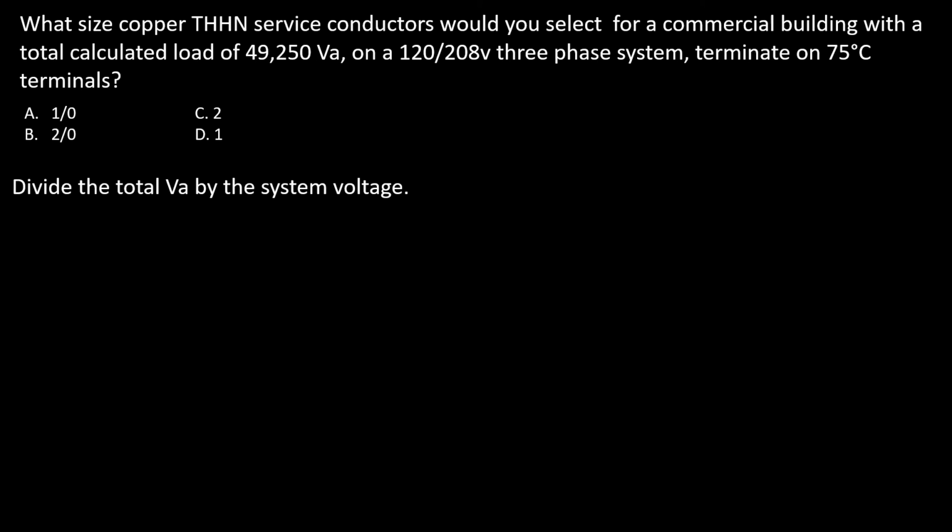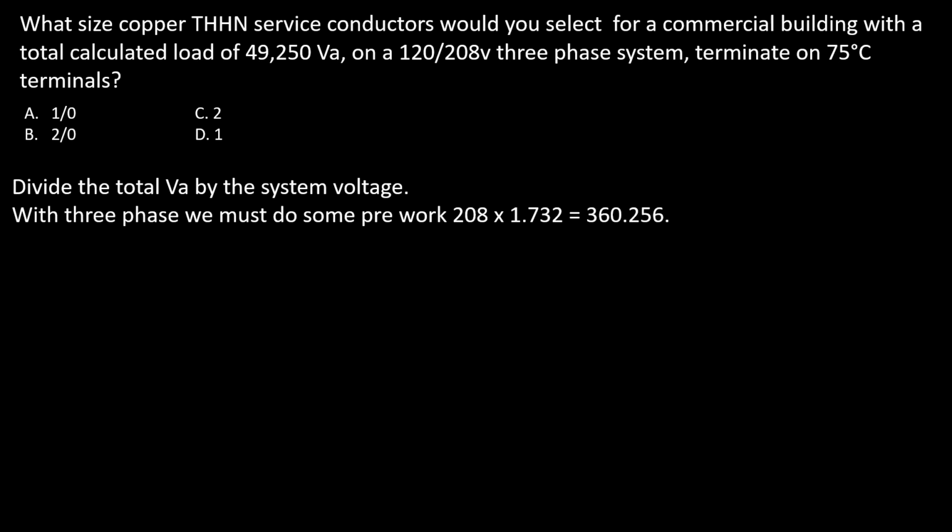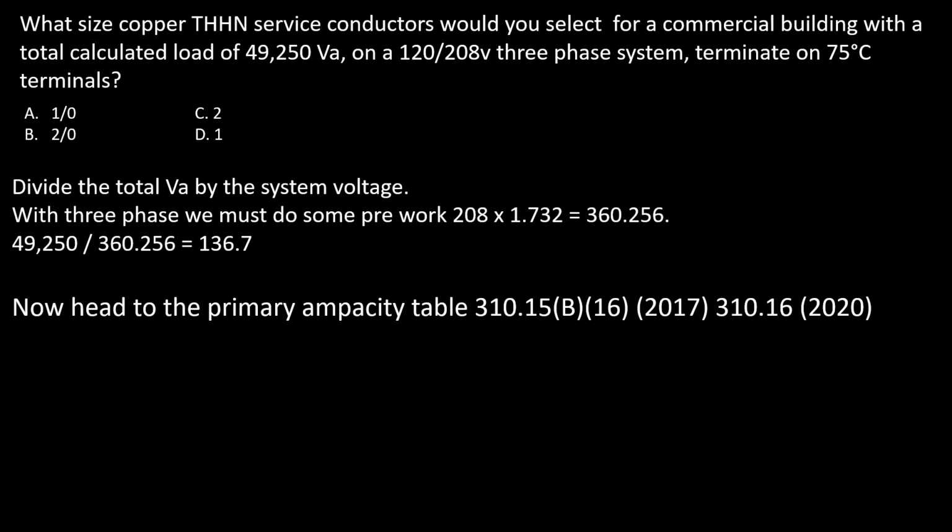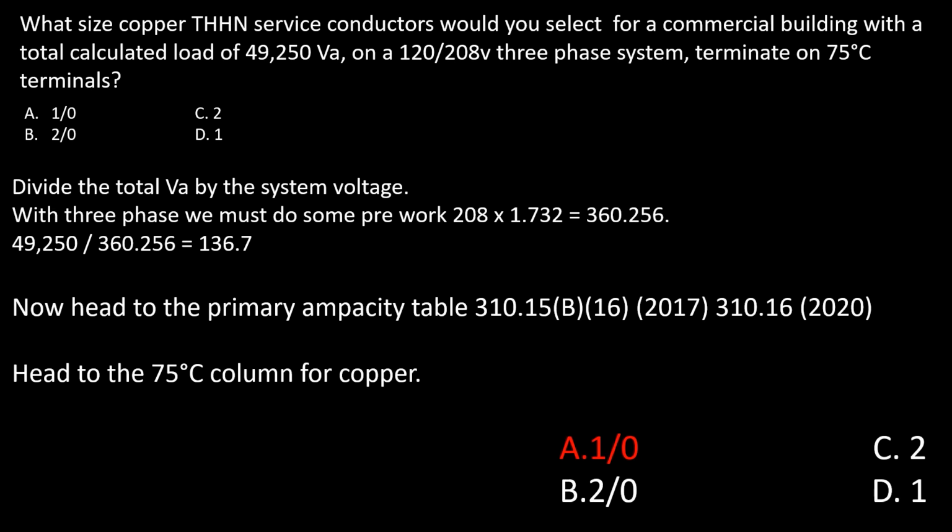We're going to divide the total VA by the system voltage. With three-phase, we must do some pre-work. We take 208 multiplied by 1.732. That's going to give us approximately 360. We take our total VA and divide it by that number. That's going to give us 136.7 amps. Now we're going to head to our primary ampacity table. We're going to head to the 75 degrees C column for copper, and we're going to select A.